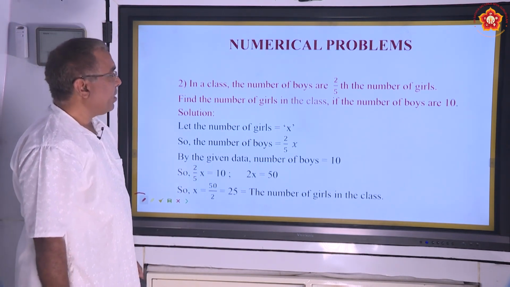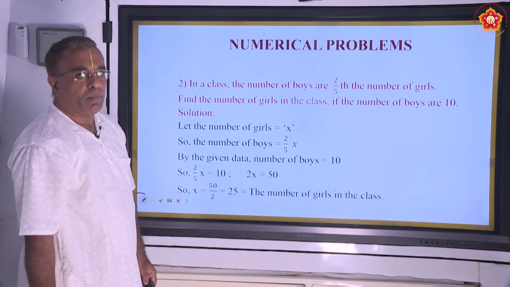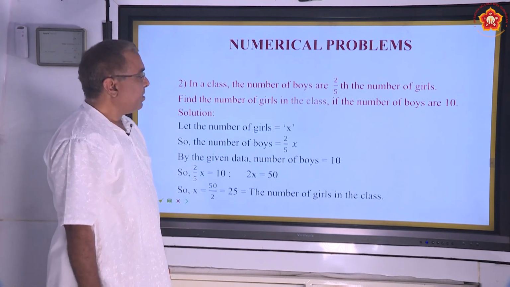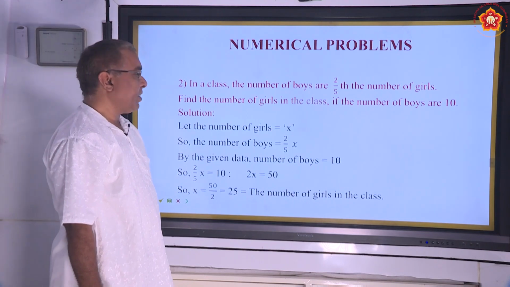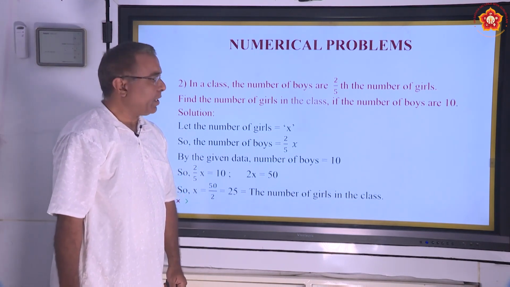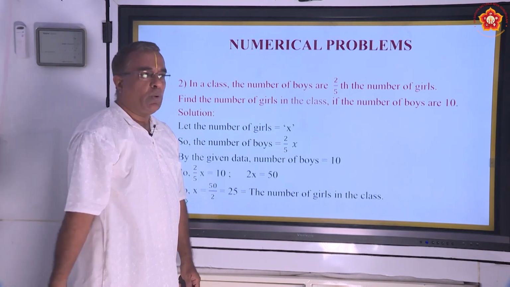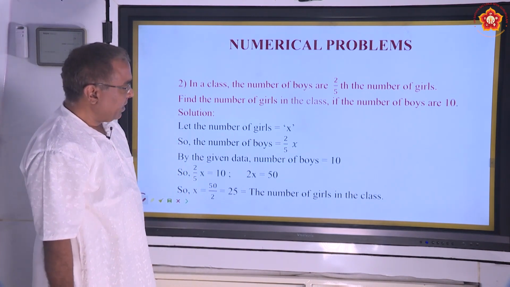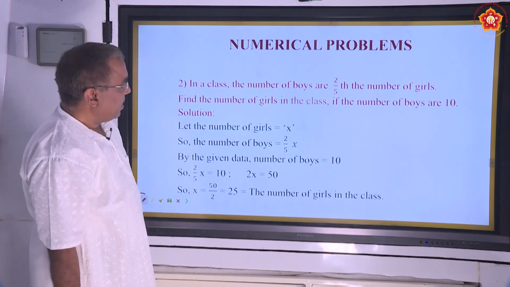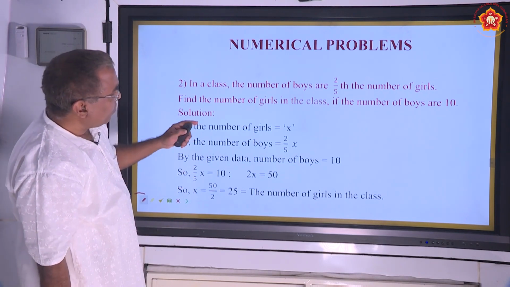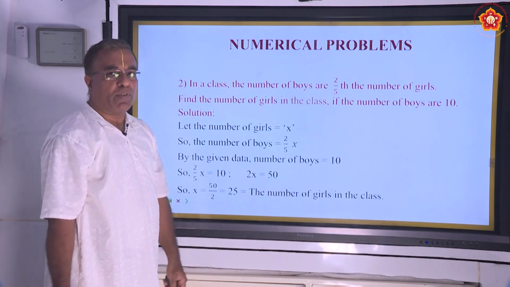Next problem. In a class, the number of boys are 2/5 the number of girls. Find the number of girls in the class if the number of boys are 10. So, what is required, what is the question they have asked? Find the number of girls. We do not know what is the strength of girl students in the class. So, we will take the number of girls to be x, okay. And what more condition they have given? Number of boys are 2/5 the number of girls.